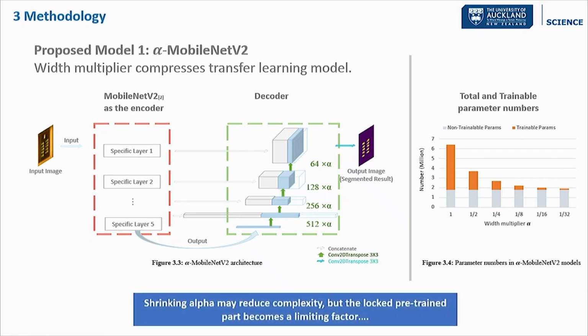However, although shrinking the alpha can reduce the complexity, the locked pre-trained part, which is the encoder part here, becomes a limiting factor of our process to do the experiment. By observing the right chart here, you can see that the orange trainable parts get smaller and smaller and approach zero, but the non-trainable parts stay largely the same, and it is from the parts in the MobileNet v2. So we're also thinking about what if we have another more flexible model that can show a more significant adjustment.